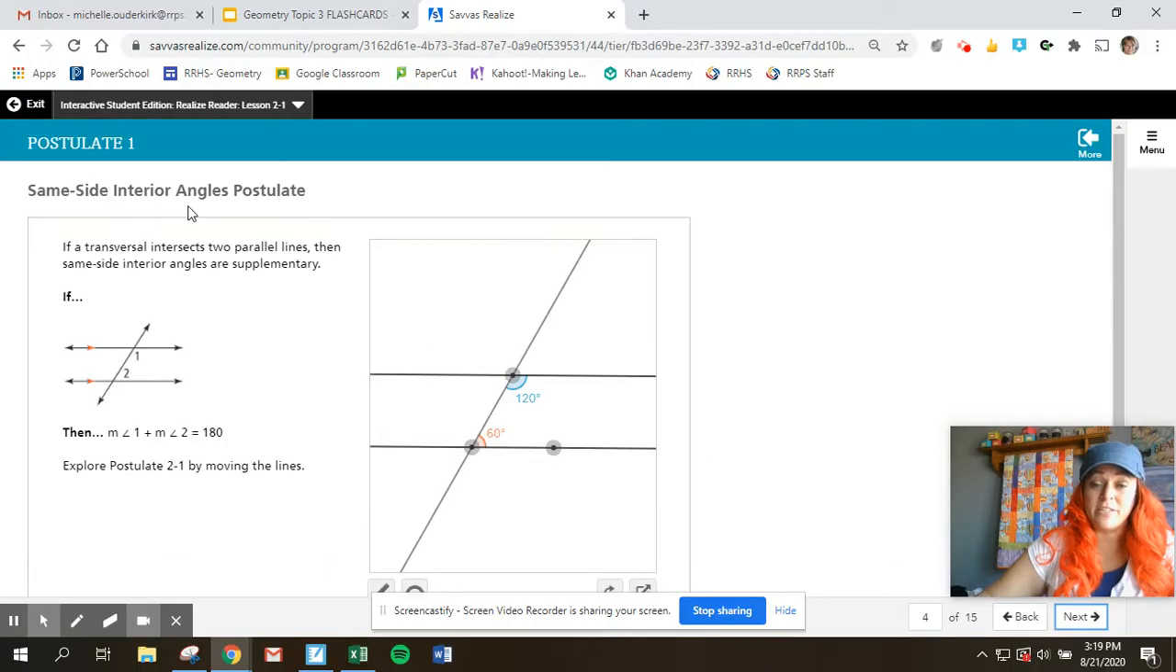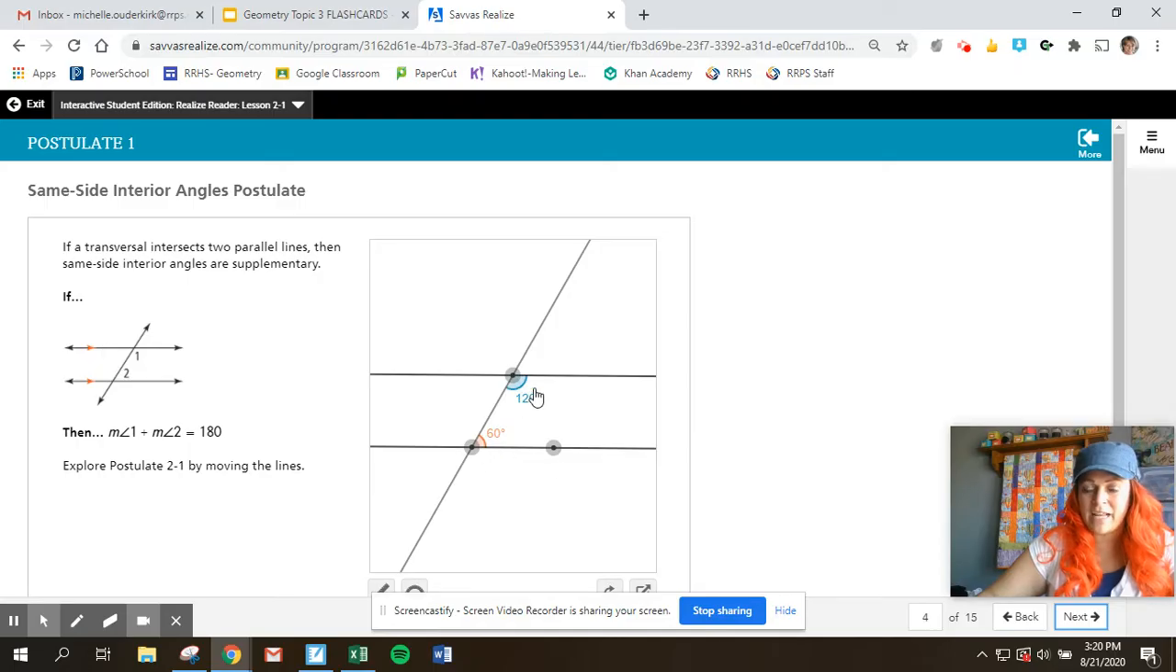Same side interior. This is a new vocab, new set of angles. So the same side, they're on the same side of that transversal, and they're on the inside of the parallel line. So it kind of makes this capital C. And what I tell students is same side makes a C, and they're supplementary. That's a whole lot of S sounds, even though makes a C, it starts with a C. But same side interior are supplementary, and they make kind of like this capital C, or backwards capital C, this way.